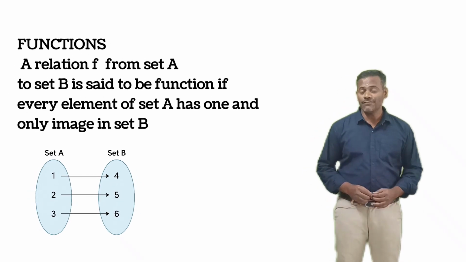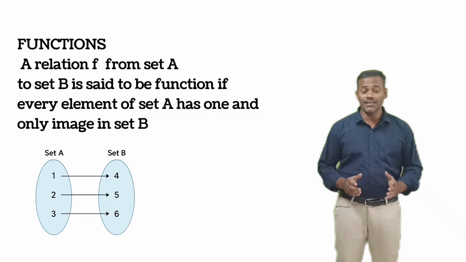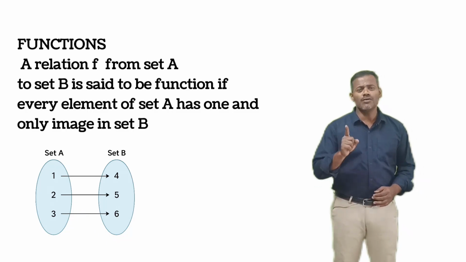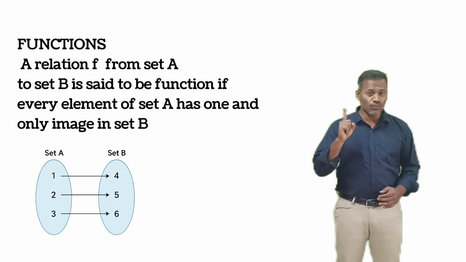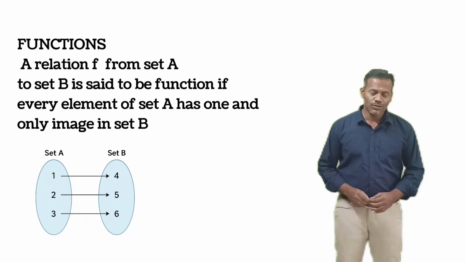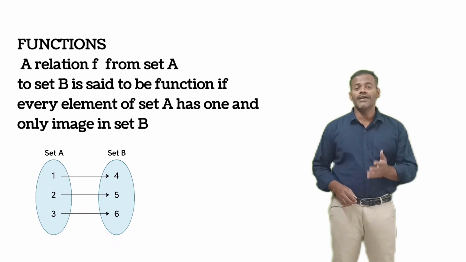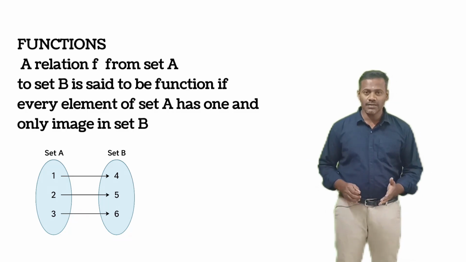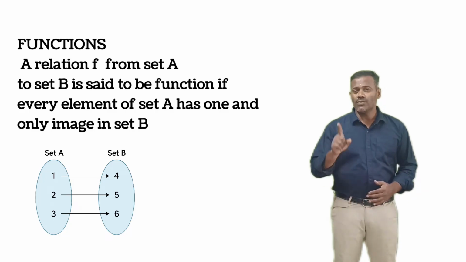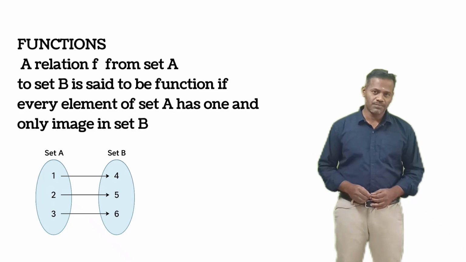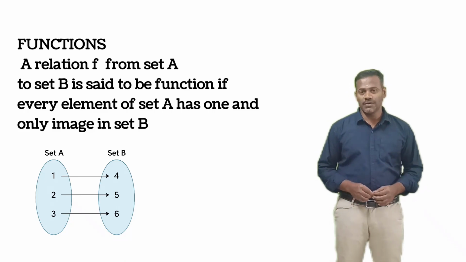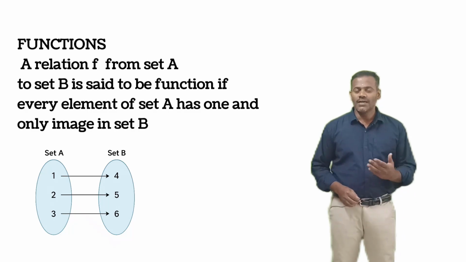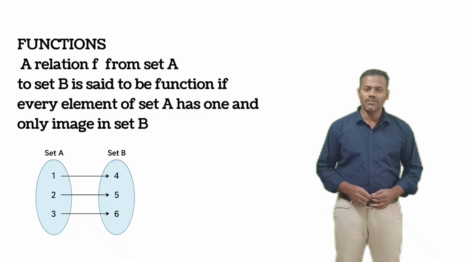So what is the definition of a function? A relation f from the set A to the set B is said to be a function if every element of the set A is connected or mapped to one and only one image in the set B. So the highlights of the words here: every element of the set A must be mapped to one and only one image in the set B. It cannot be associated with more than one element in the set B. With these two conditions satisfied, we can say that the relation becomes a function.